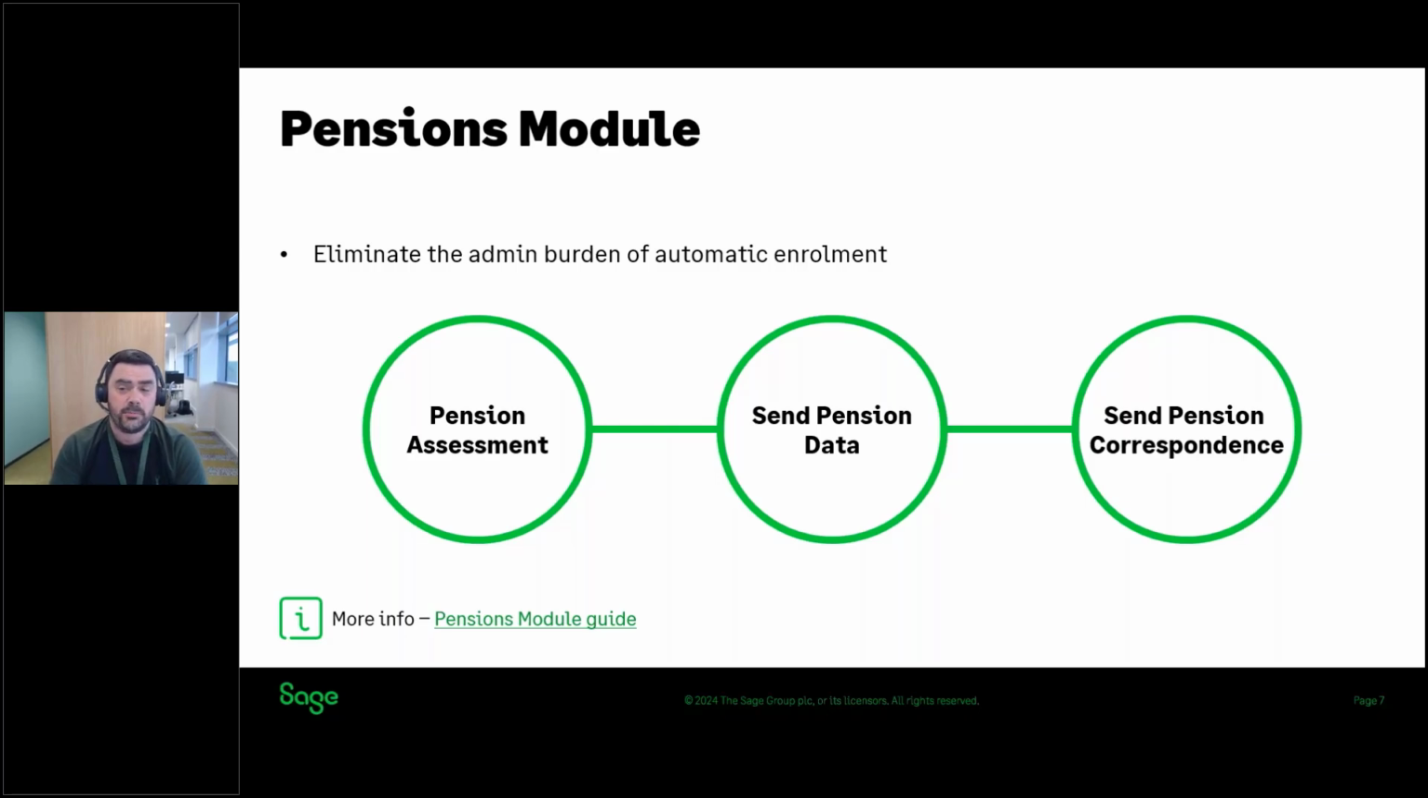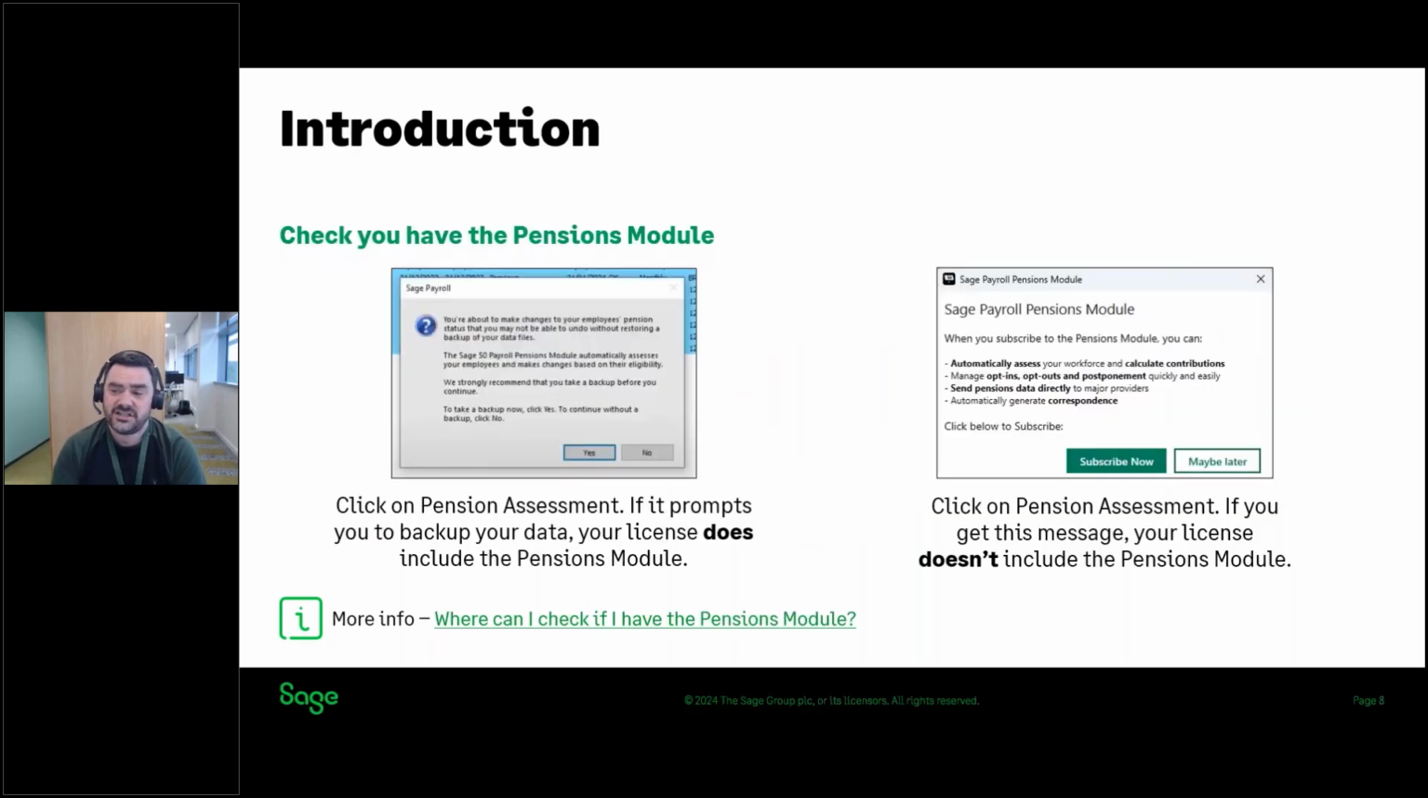Now, you can read much more about the pensions module in our help centre, and I have linked to that on the slide. And some of you may be wondering at this point, well, do I have the pensions module? Is that included as part of my subscription? So I just want to briefly cover off how you can check if you have the pensions module. So the easiest way to do this is to log into a payroll and then to try and open the pension assessment option. Now, if you see a prompt asking you to back up your data, that suggests that you have got the pensions module.